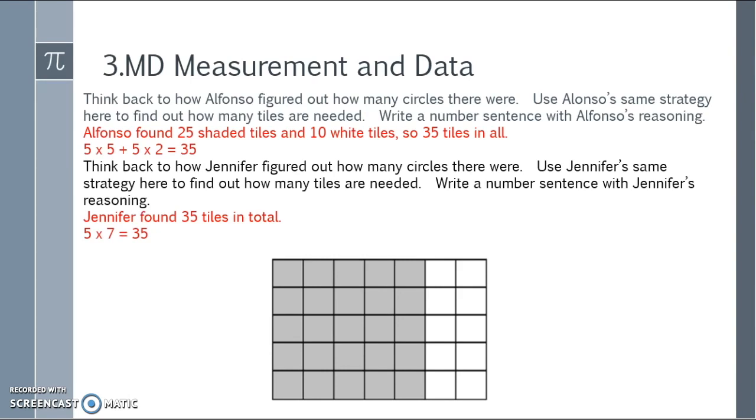So Alfonso found 25 shaded tiles and 10 white tiles, so 35 tiles in all. He did 5 by 5 for the shaded, and he did a 5 by 2 for the unshaded, and got a total of 35. Whereas Jennifer found the total of 35 tiles in all by taking a 5 by 7.